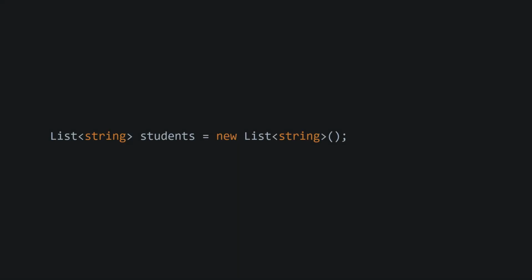Let's build one line at a time. We start with the declaration. On the left, list, angle bracket, string is the type, a list that holds strings and nothing else. On the right, new list, angle bracket, string, with empty round brackets, creates one. It starts with nothing in it. We have called the variable students.